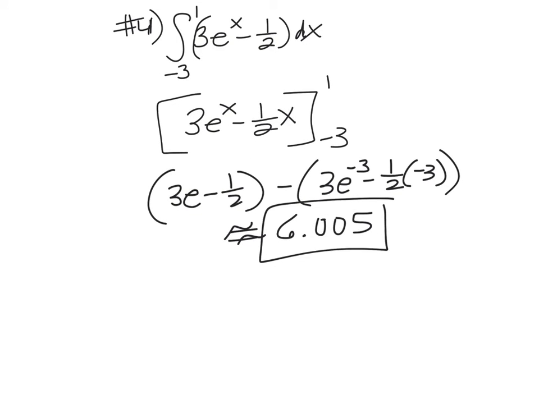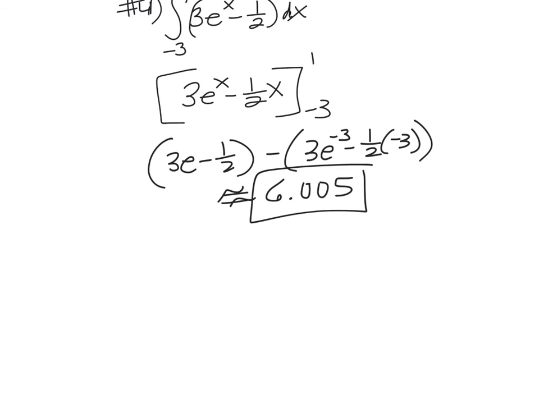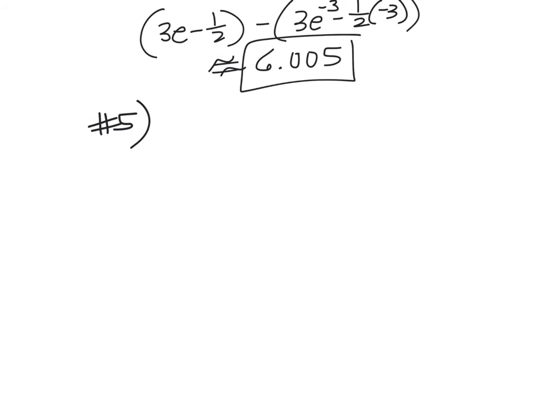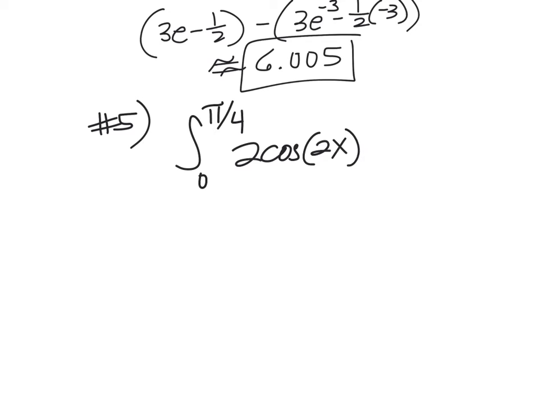Okay, last one. Number 5. All right, here we go. We're going to integrate from 0 to pi over 4 of 2 cosine 2x dx.